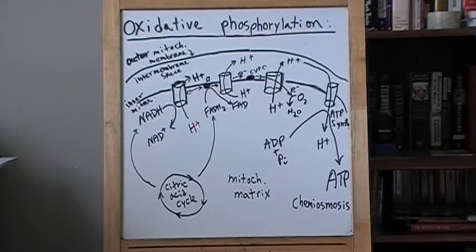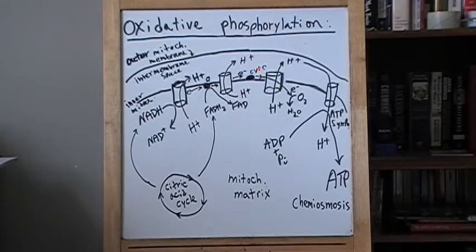to pump hydrogen ions from the matrix side of the inner mitochondrial membrane into the intermembrane space. So these cytochromes pump these hydrogen ions into the intermembrane space.